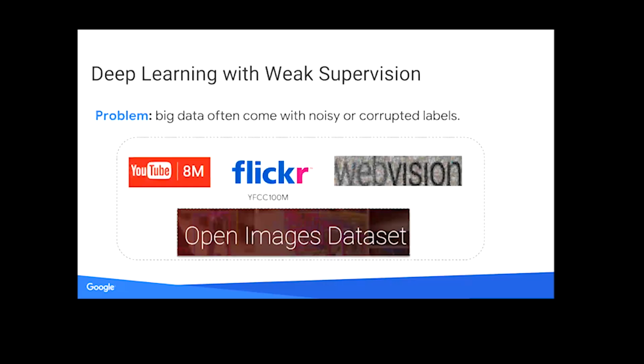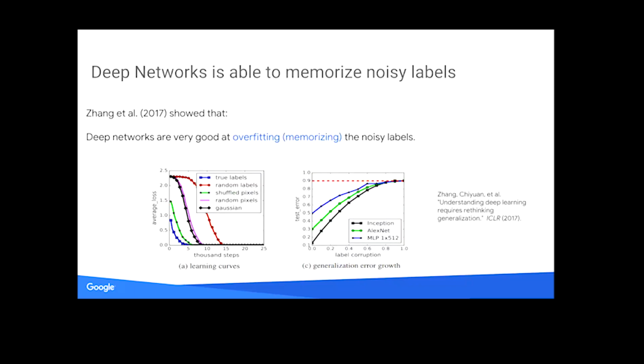We all know that in order to train a better model, we should train a very deep network on big data. However, big data often comes with noisy or corrupted labels. Datasets like YouTube-8M, OpenImages, and Flickr 100 million all have noisy labels. On the other hand, a recent study showed, as mentioned in the previous presentation, that deep networks are very good at overfitting noisy labels. If you look at the plot on the left, even if you feed in completely random labels, the deep network can give you zero training loss. But if you look at the generalization performance on the test data, it performs very poorly.